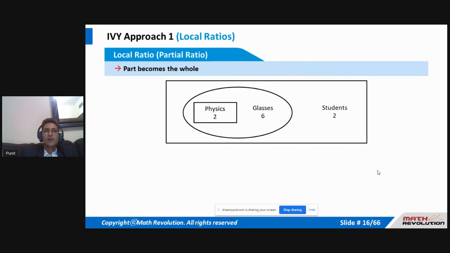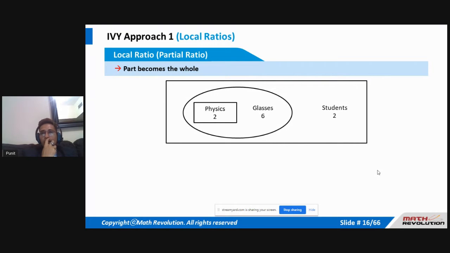Now, the upcoming slide starts the IV approach application. We'll start with local ratios, or more prominently, partial ratios, where your part becomes the whole. So if I've got 10 things, and I pick five out of it, and then out of those five I pick two, then 10 is out of the picture and five becomes my whole. This is what we have been talking about.